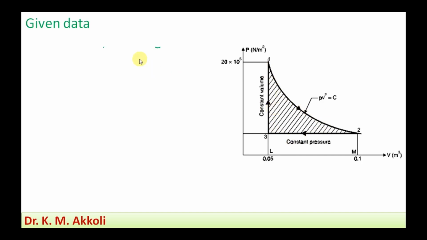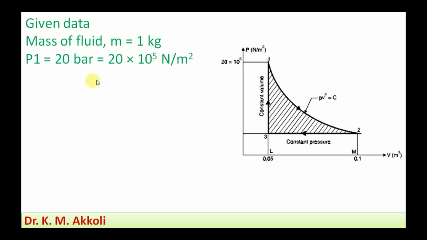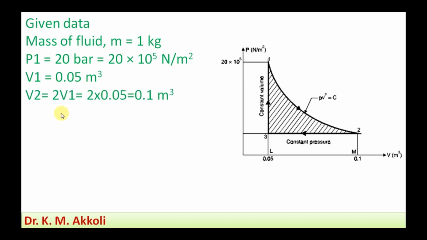For this, the given data are: the mass is 1 kg, and the pressure is 20 bar, which can be written as 20 into 10 raised to 5 Newton per meter square. The initial volume is given as 0.05 meter cube. Then V2 is given as 2 V1, as mentioned in the numerical, that is twice the initial value, which gives 0.1 meter cube.